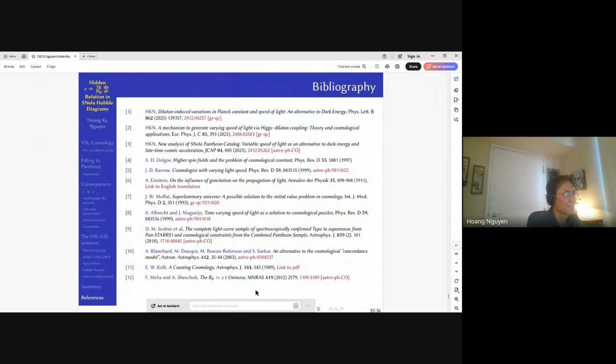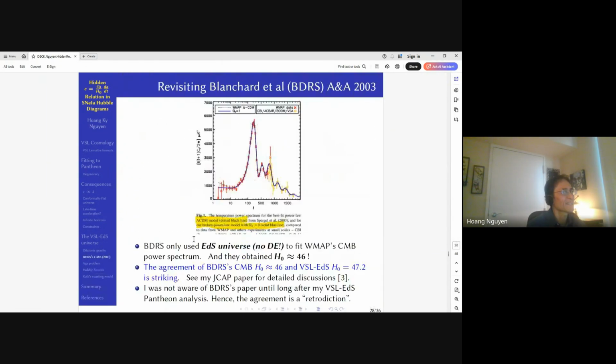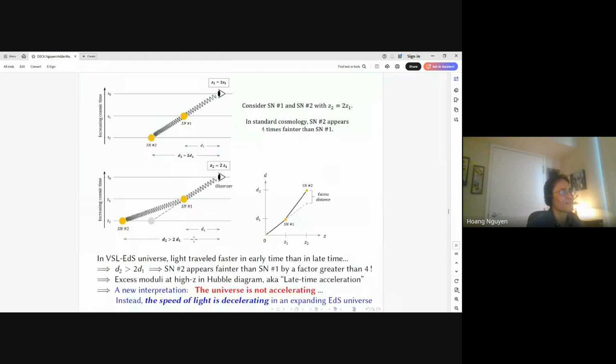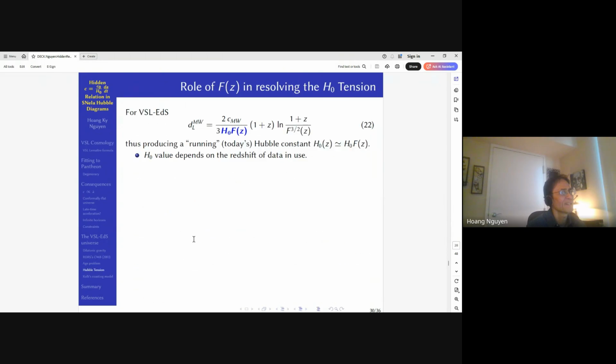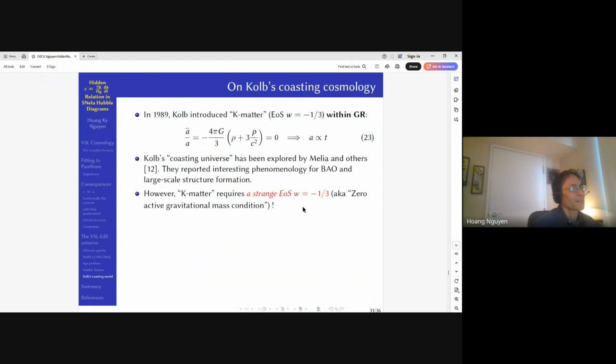And recently, now let me go back to that. Oops, where is that again? Oh, here. Okay, good. But they found some interesting phenomenon for BAO and large scale structure, and I believe Melia also tried to answer your question for the nucleosynthesis, you mentioned nuclear synthesis and so on.